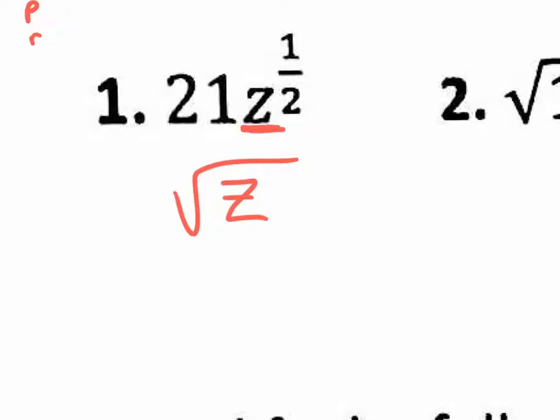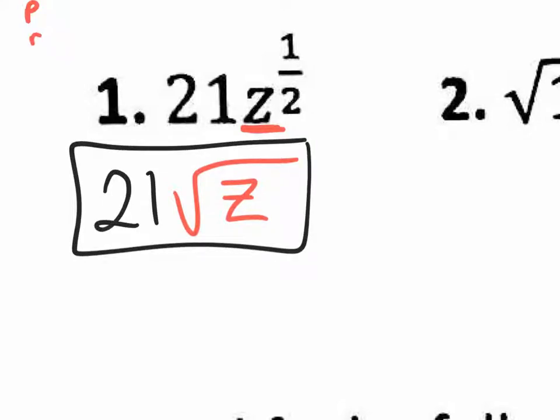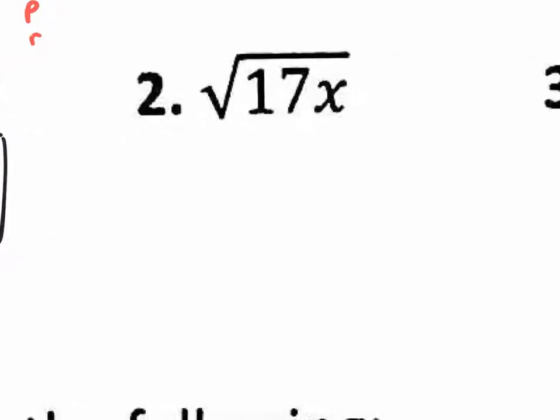What about that 21? The 21 doesn't have the power of 1/2, right? It would be a different story if I had parentheses like this indicating that the whole thing should be inside of the root. But we don't have parentheses, so we're not going to put the whole thing inside of the root. We're only going to put the z inside of the root, and we're going to keep the 21 out here. So there's your answer, 21 square root of z. Let's move on to number 2.